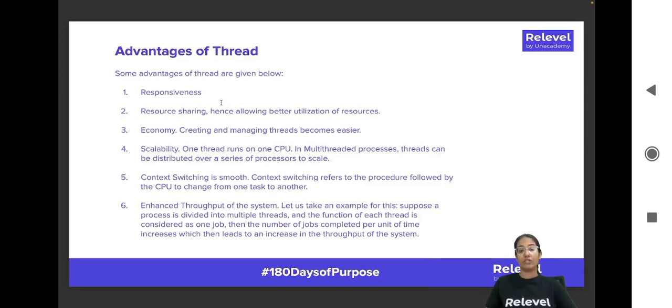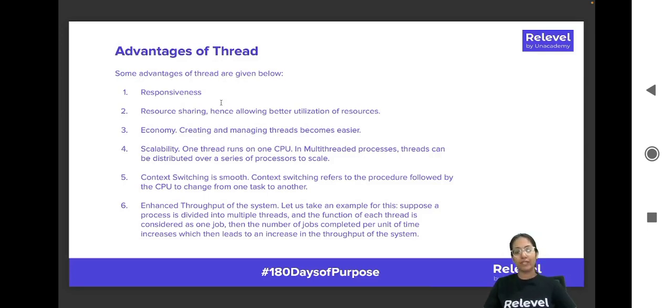Then the context switching. We have already talked about it so much and I would like to repeat it once again, that since peer threads basically have a common area of memory, it is easier to do context switching. It's very smooth and the overhead is very low. Okay. Next is the enhanced throughput. Using threads, the overall throughput of the system increases.